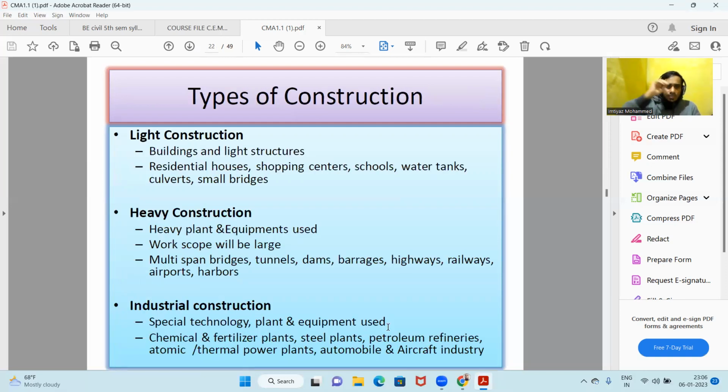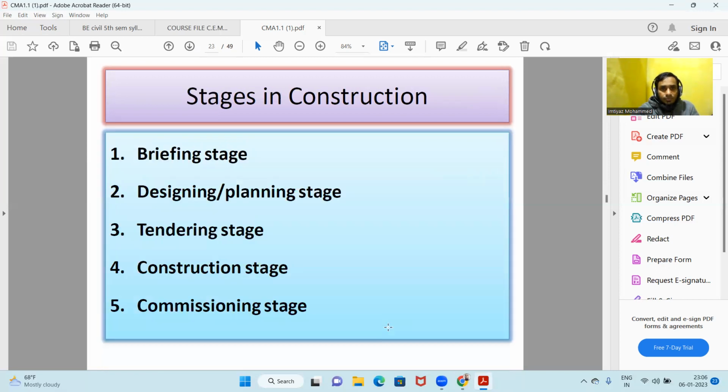Types of construction: we have three types, namely light construction, corresponding to small houses, shopping centers, schools. Then heavy construction deals with heavy plants and equipment usage, and the works could include tunnels, dams, barrages. Then industrial construction is all about the special usage of a special technology, and it includes chemical and fertilizer plants, steel plants, aircraft industry, etc.